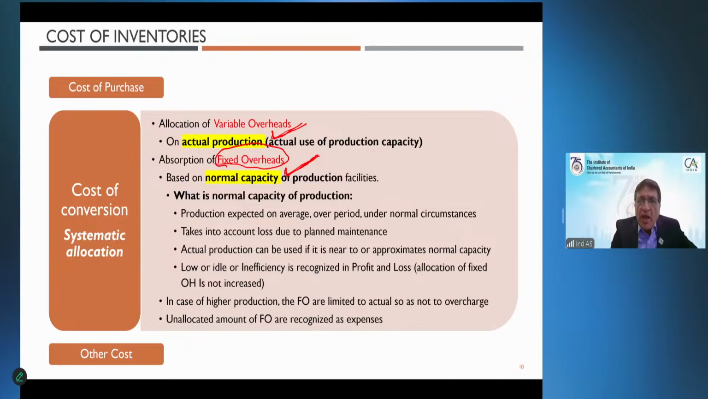Now, what is normal capacity? Normal capacity is what you would normally be required or able to produce. This would include the normal wastage of time, the normal period when you do the plant maintenance, etc. This all goes into it. But if there is idle capacity or where there is overproduction, we do not take it into account. Why? Otherwise, the fixed overhead would be overcharged or over-absorbed.